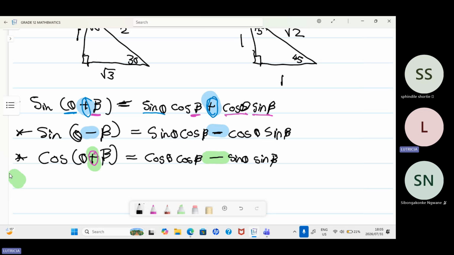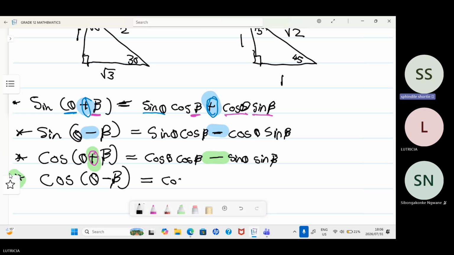For now, can you please tell me what it will give if it was cos theta minus beta? Remember, for cos the sign changes. Yes. Okay, so it's gonna be cos theta cos beta plus sine theta sine beta. Okay, that's actually correct.